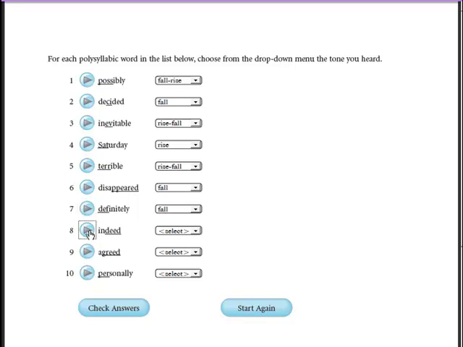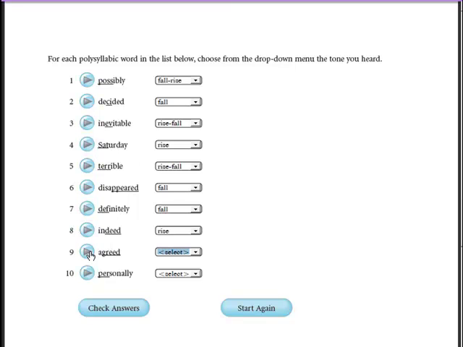Indeed. This one is rising from a starting point to a higher pitch. Listen to the 2 we have so far. Saturday. Indeed. Same tone, one of rising tone.